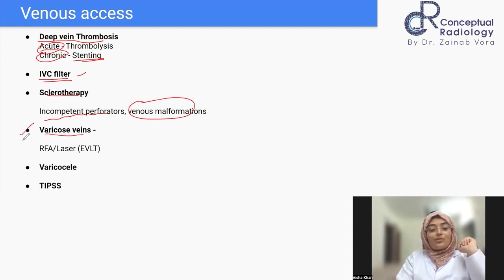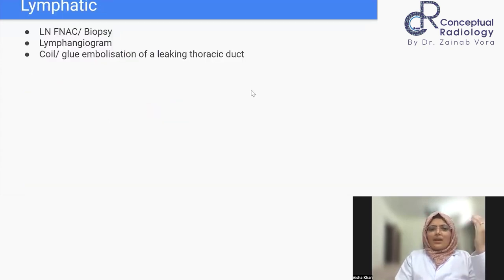Varicose vein treatment, this is so much done, bread and butter procedure, whether radiofrequency ablation or it is done with the laser, that is EVLT procedures for varicose veins, varicocele, and your TIPS procedure is also done with the help of a venous access. Okay. So I hope this is making sense, and this is telling us the scope of IR in the modern world today. Then we have lymphatic में lymph nodes का FNAC, biopsy, lymph angiogram procedures, as well as coil or glue embolization of a leaking thoracic duct, and so on and so forth.